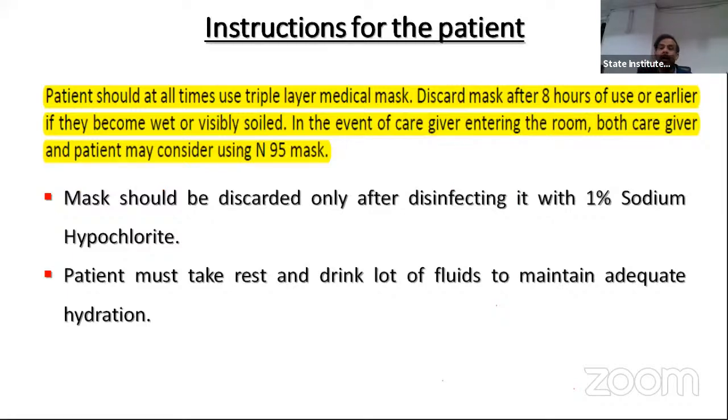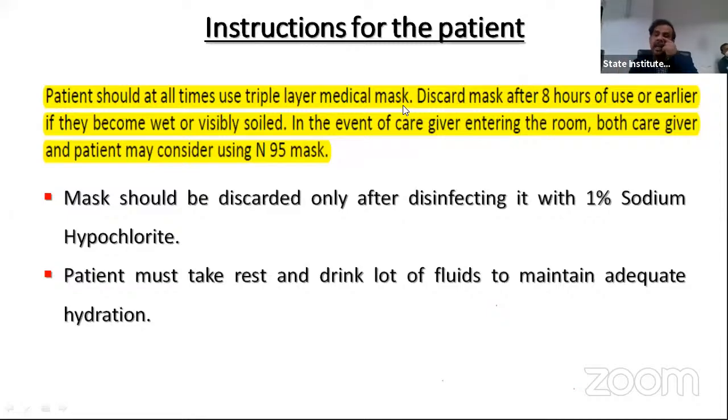How long should he or she wear the mask? He or she should wear the mask for at least 8 hours. After that, you need to discard the mask. That's important. Now, how to discard the mask, that is also important, and we have to follow the infection control practices guidelines strictly. If the mask gets visibly wet or soiled before 8 hours, the patient must discard the mask immediately at that point of time. If the caregiver wants to enter the room to provide some food or for some other purpose, both the patient and the caregiver must wear an N95 mask. Otherwise, they should wear a triple layer surgical mask. That's good enough for that.